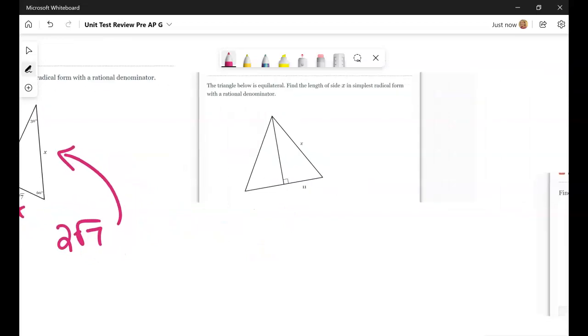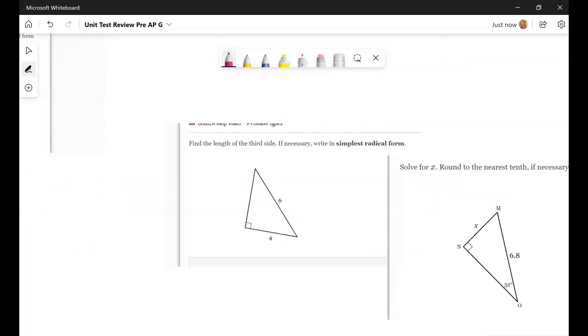The triangle below is an equilateral triangle. Find the length of x in simplest radical form. If this is an equilateral, then when we divide it up, we're going to have a 30-60-90. This is my short side. My short side times 2 is going to equal x, so it's going to be 22.